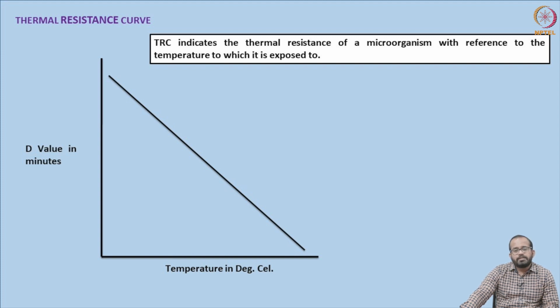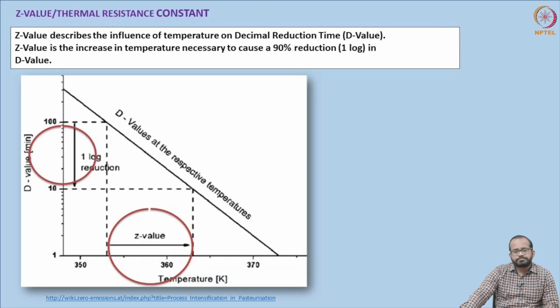It is the temperature and D value that are connected in the case of the thermal resistance curve. And in the case of the thermal death time curve, or TDT curve, it is the number of microorganisms and time in minutes that are compared. Similarly, like D value, from the thermal resistance curve we are going to find out the Z value, which is also known as the thermal resistance constant. The Z value describes the influence of temperature on decimal reduction time, or D value. Z value is the increase in temperature necessary to cause a 90% reduction, or 1 log reduction, in D value.